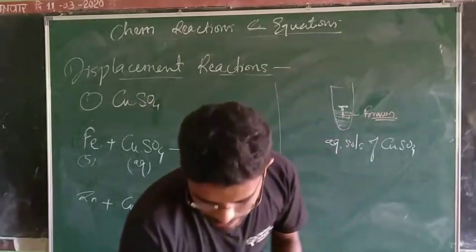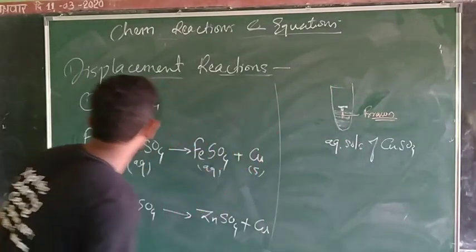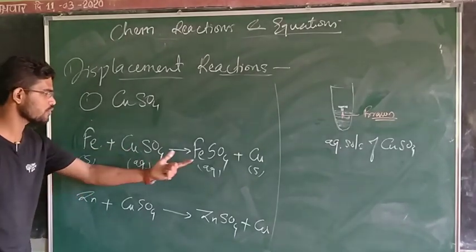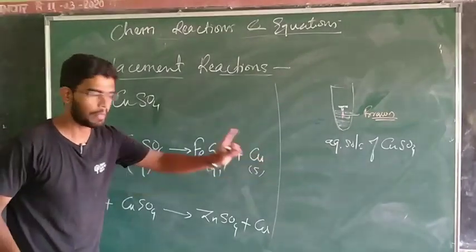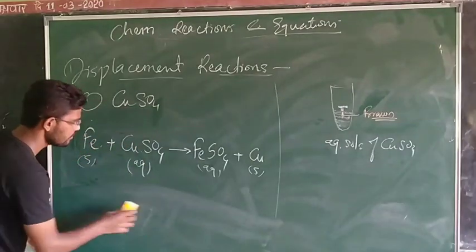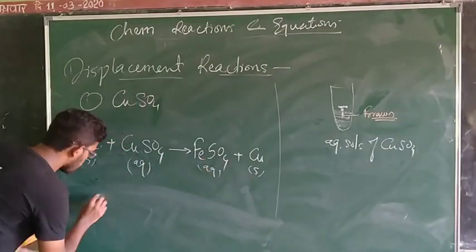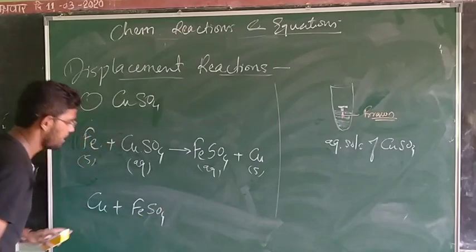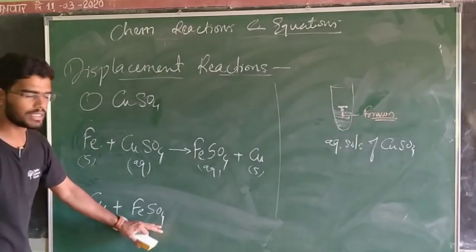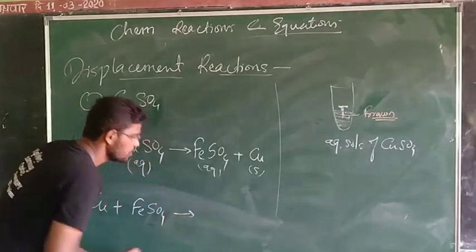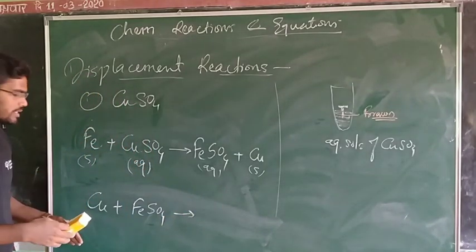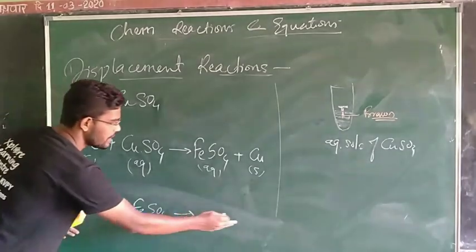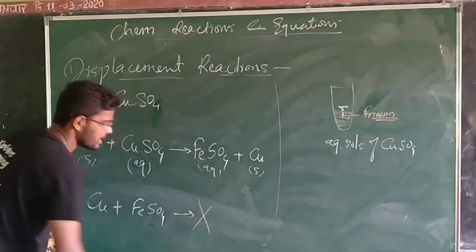Okay. What I mean is that we have seen iron react with copper sulfate. Iron displaces copper to give you ferrous sulfate and copper. If we take the reverse, say we take copper and we react that with ferrous sulfate. Now we should expect the reaction that copper will displace iron to give you copper sulfate and iron. That is not the case.